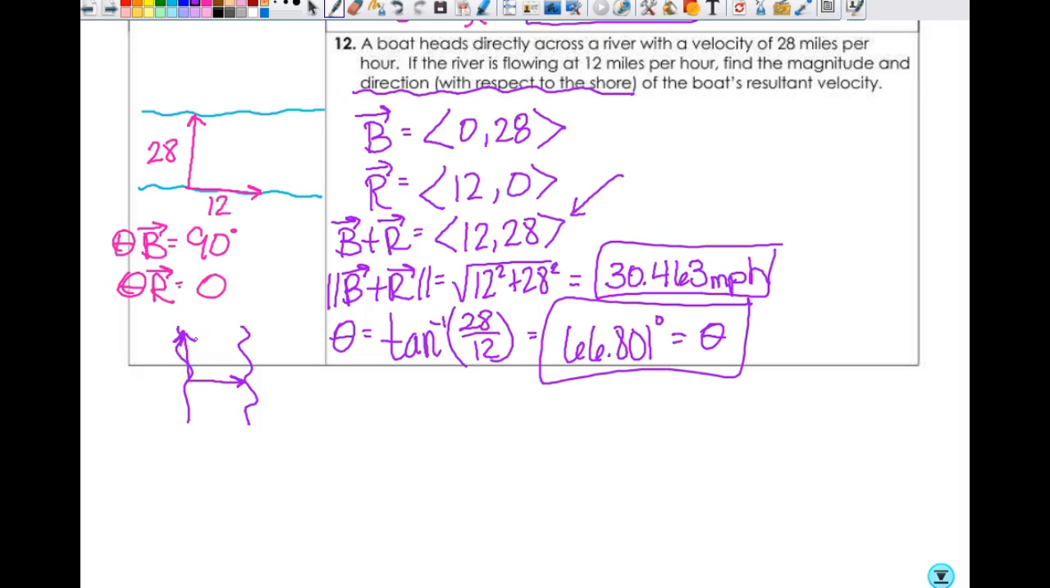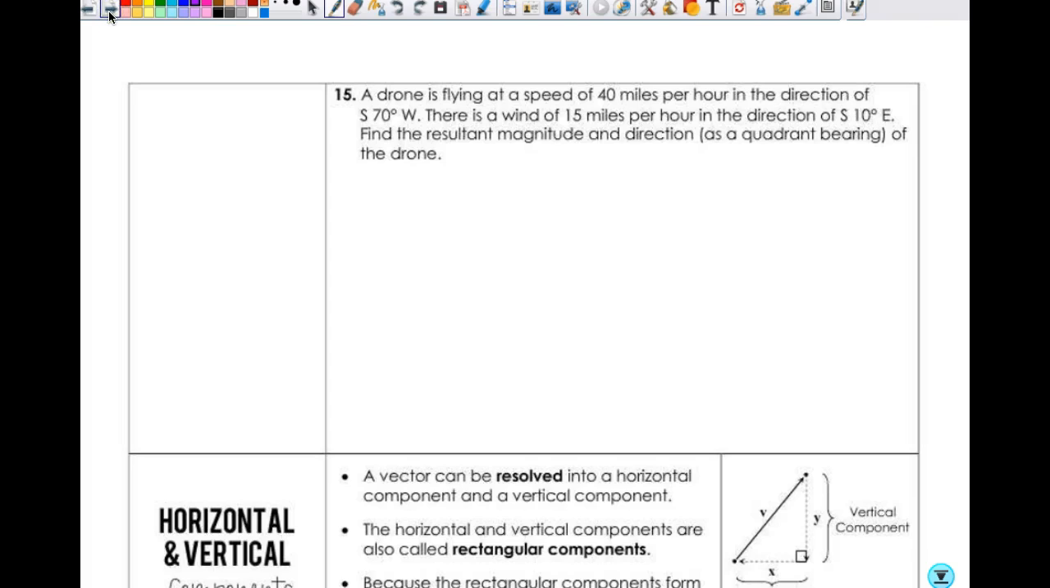All right, so then let's flip it over. We've got a drone flying at a speed of 40 miles per hour in the direction of blah, blah, blah. So what I want you to do on this one is read through it and draw a diagram, where you make little dotted lines. You're going to draw your first vector, and then wherever it ends, draw your dotted lines again, draw your second vector. So you're literally adding them as a picture so we can draw our resultant in.